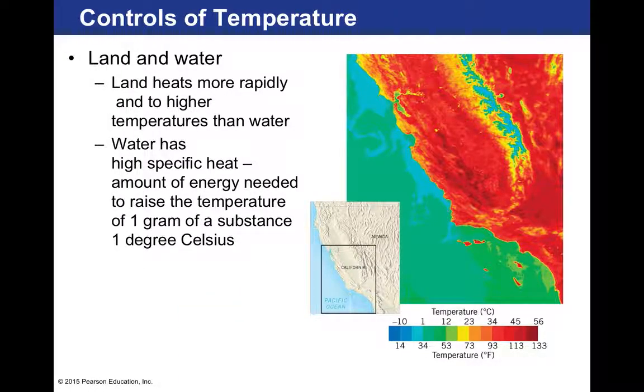Now, there is a big difference between the temperature at a location depending on if you're on land or near water or right on top of the water. So land heats more rapidly and to higher temperatures than water ever could. That's because water has something called a high specific heat. And the specific heat is the amount of energy needed to raise that substance by 1 degree Celsius. So since water has a really high specific heat, it takes a lot of energy to raise the temperature up just even 1 degree compared to, let's say, somewhere on land.